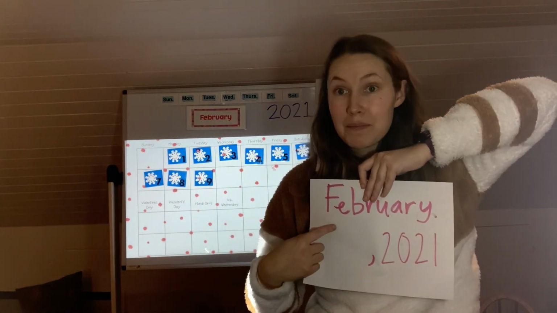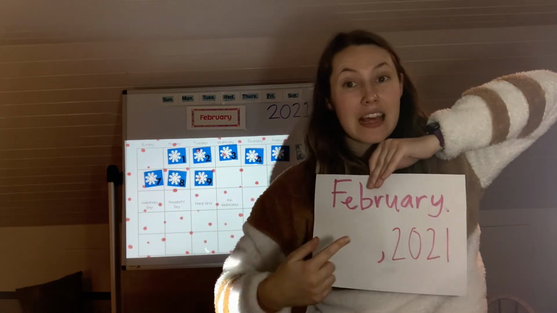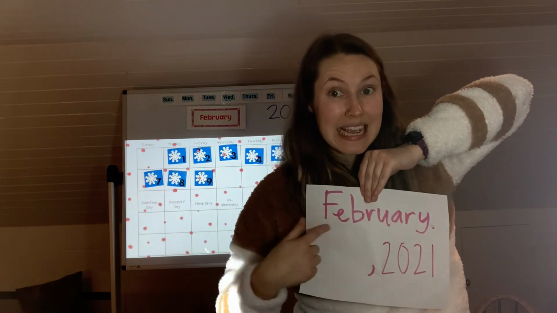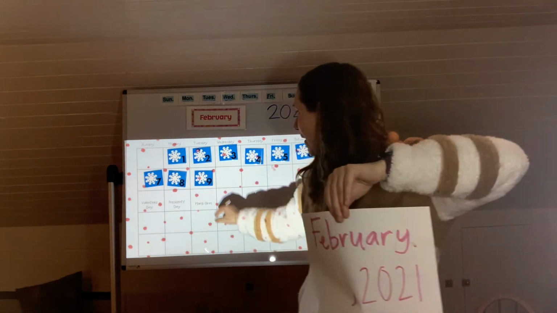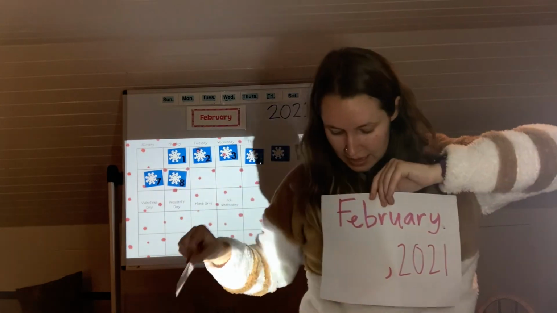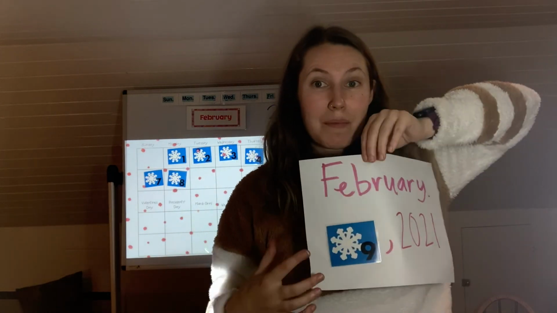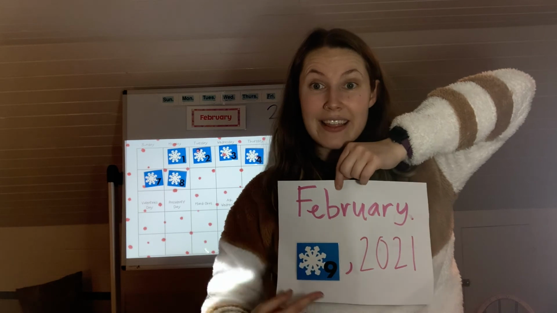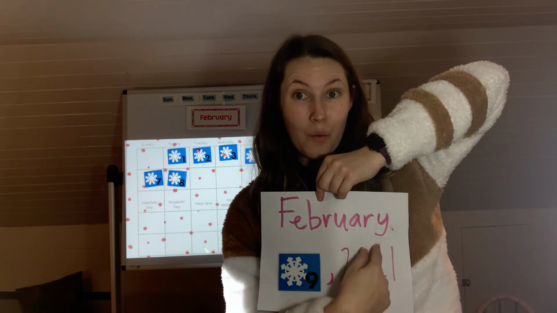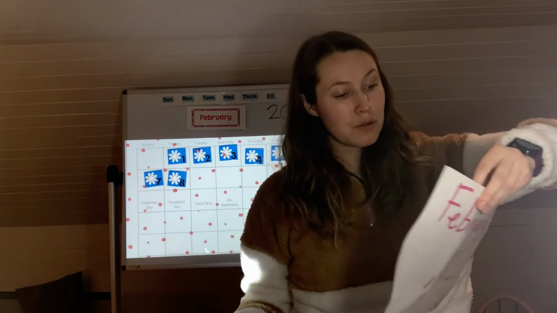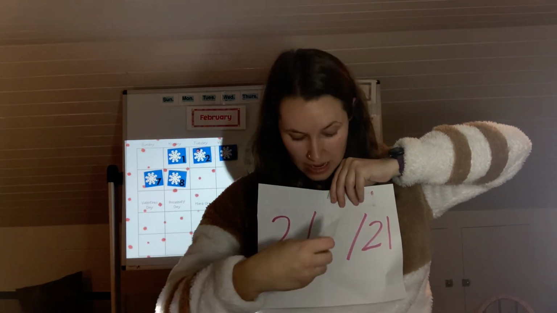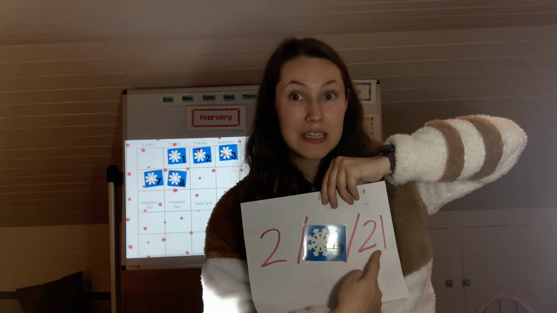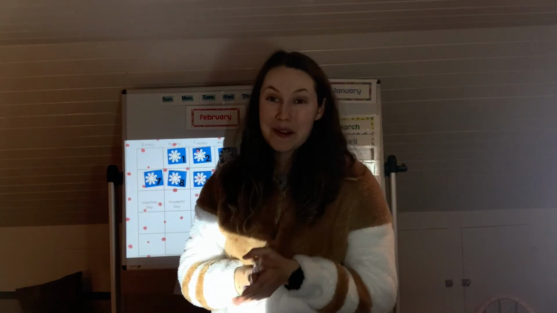So we start with the month name, February. Then we need to write what date it is. How many days have we had in this month? That's what the date means. Today is the 9th day of the month, so it's February 9th, 2021. We can also use our numbers and start with a 2 because it's the second month of the year, a 9 because it's the 9th day of the month, and a 21 to show that it's 2021. Wonderful job. Let's move on to our days of the week.